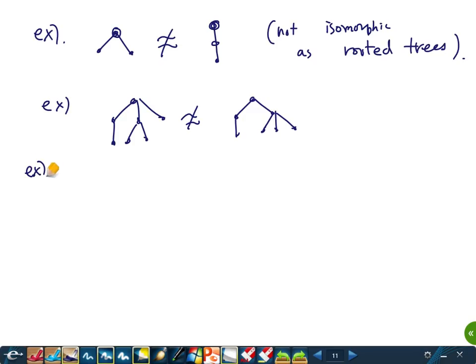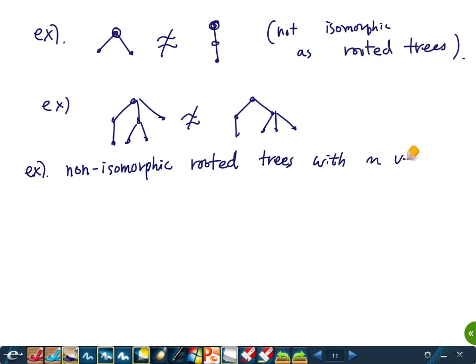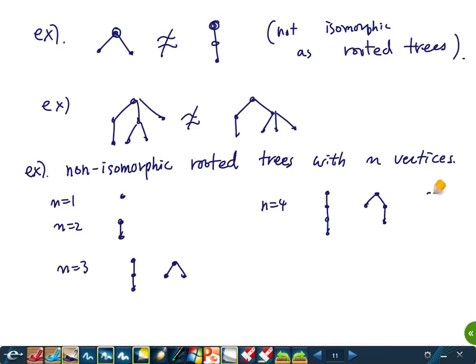So let's look at some examples of non-isomorphic rooted trees for a small number of vertices. N equals 1, just 1. N equals 2, we have only 1, right? N equals 3, this or this. N equals 4, a straight tree, or this, or this. I think they are all. What about this? These two are isomorphic, of course. So we have only 1, 2, and 3.